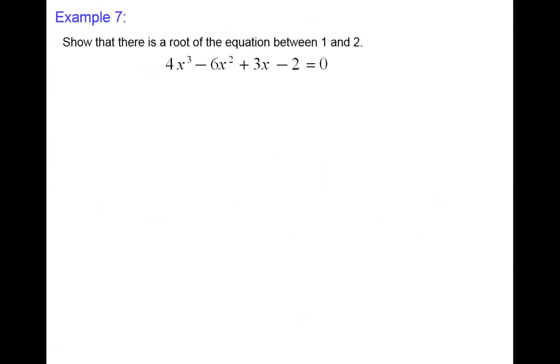Let's look at, for example, a question like that. Show that there is a root of the equation between 1 and 2. Of course, root means solution of this equation. That means I want the value of x that will give me 0. It's not easy to figure out directly, but what I can do is name the left-hand side of this equation as a function, f of x.